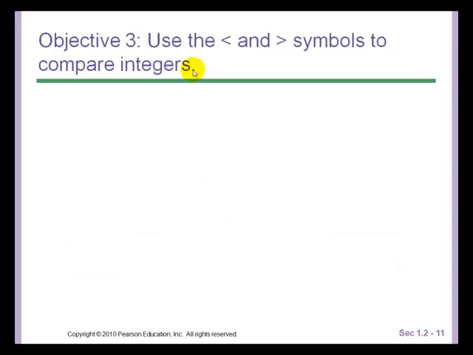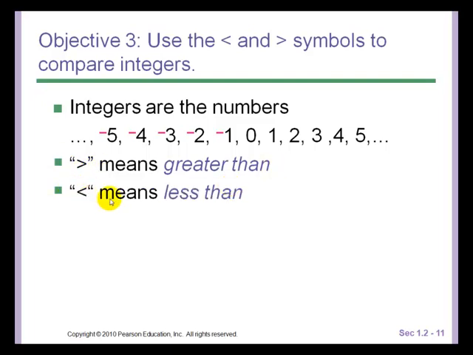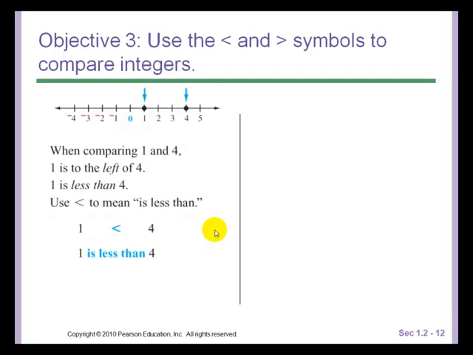Objective 3 is using the less than and greater than symbols to compare integers. So again, here are the integers. The dot dot dots mean these go on forever. This symbol means greater than. This symbol means less than. So when comparing 1 and 4, 1 is to the left of 4, so therefore 1 is less than 4, or 1 is smaller than 4. We will use this symbol to mean less than, so 1 is less than 4.